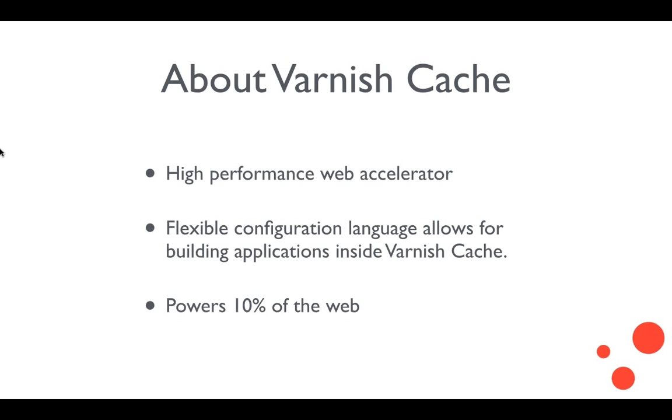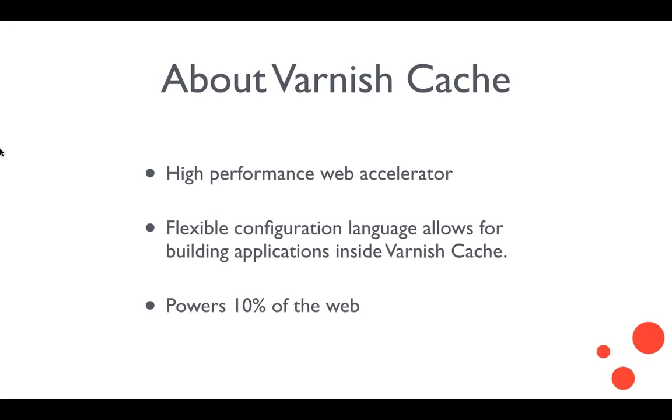Okay, so in order to give you a proper background on this, I thought I'll start by giving you a bit of information about Varnish Cache. Varnish Cache is the basis for the API engine, and that's why it's nice to know what it is. It's mostly known for being a high-performance web accelerator. The thing that's quite unique about Varnish Cache is that it has this flexible configuration language called VCL, which allows you to build applications inside of Varnish Cache.